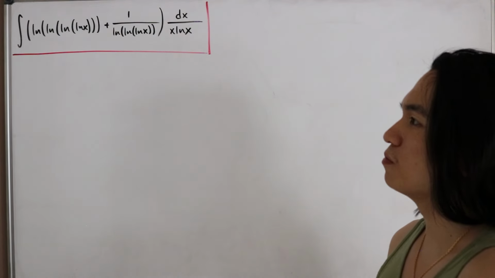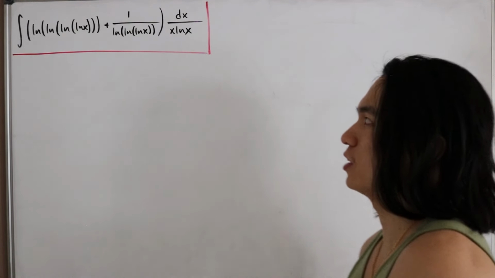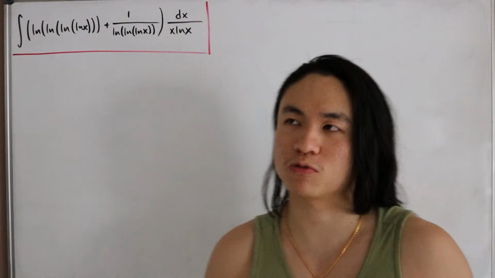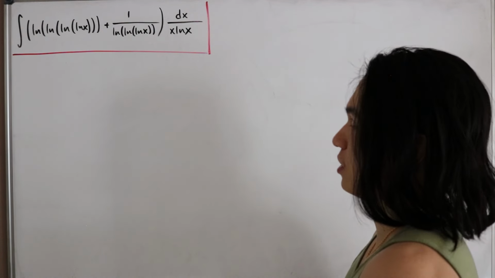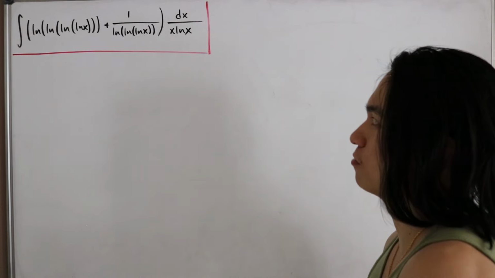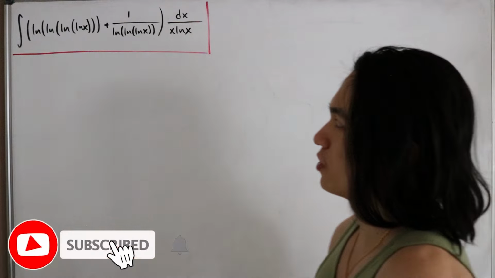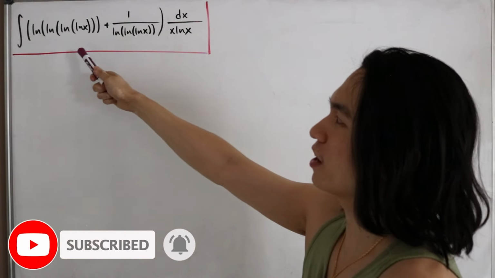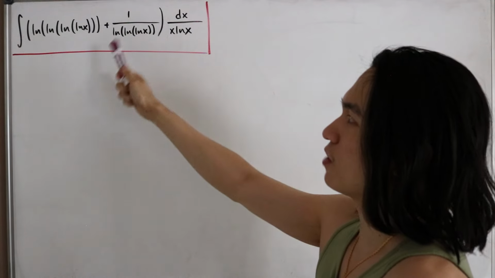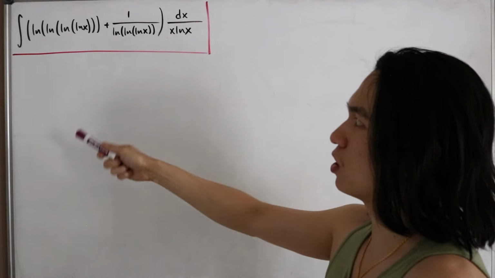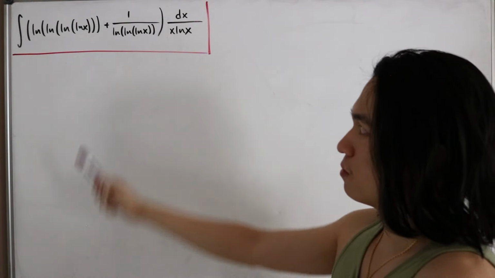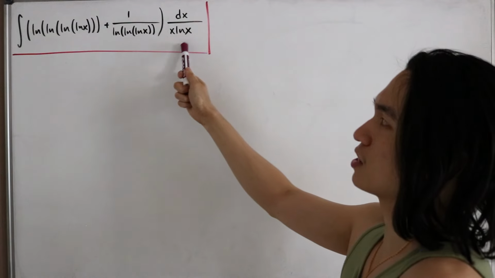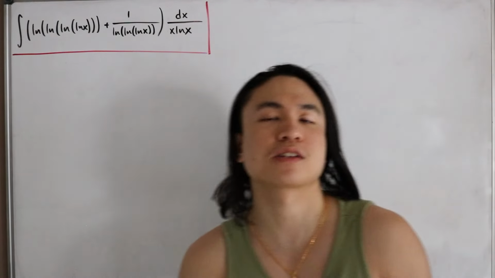Here's a ginormous indefinite integral we want to calculate. Thank goodness it's not a definite integral. As you can see, there are a lot of natural log functions inside of it. We have the natural log of the natural log of the natural log of the natural log of x, added with 1 divided by the natural log of the natural log of the natural log of x, multiplied by 1 divided by x times ln of x, and then followed by dx.